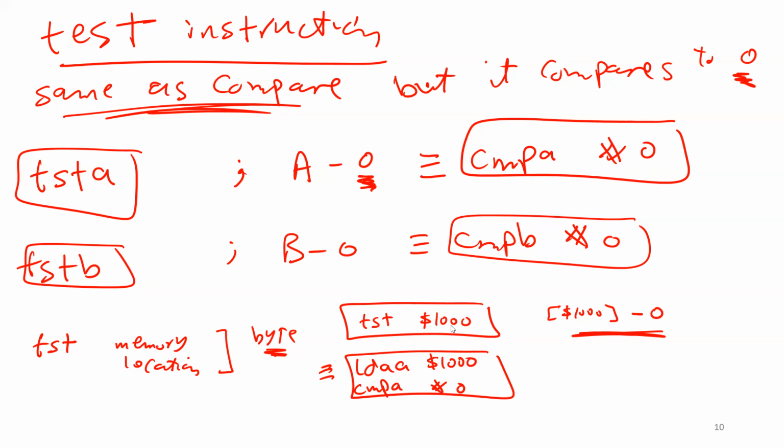For example, if I say test 1000, you're going to subtract 0 from 1000, or you can use compare. But in the case of compare, I can't compare a memory location to 0 directly. I don't have this instruction, right? So I have to read 1000 first and then compare it to 0. I have to write 2 instructions. Any questions? Okay, so that's all what we have.